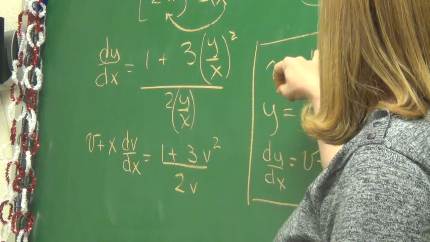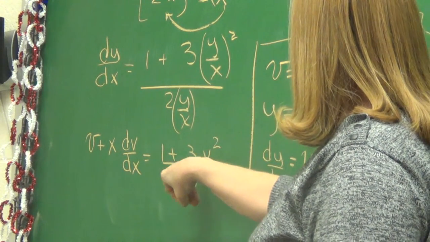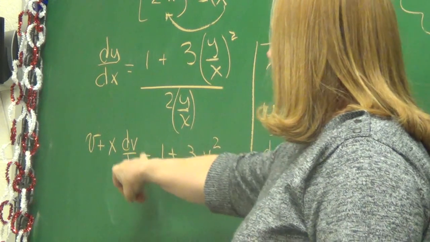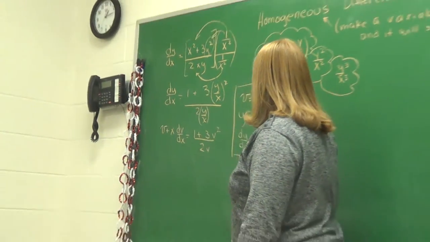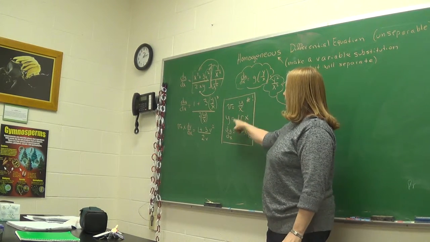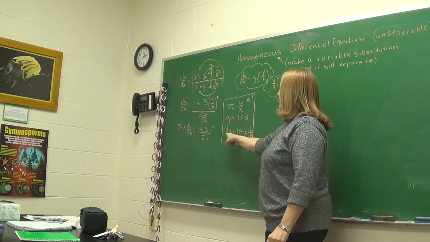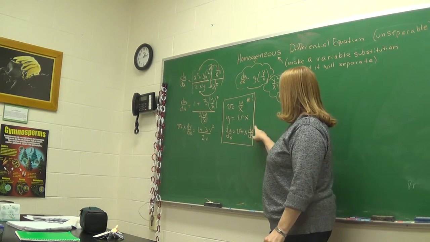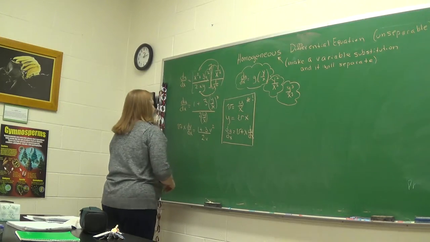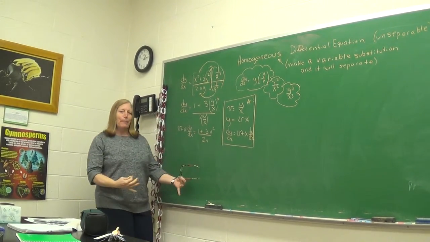Everywhere there's a y over x, I put in a v. Here's one, here's one. And this came from dy dx. If I'm making this substitution, I have to be consistent. So I had to solve this for y and find the dy dx with the product rule. All right, so now, is this separable?